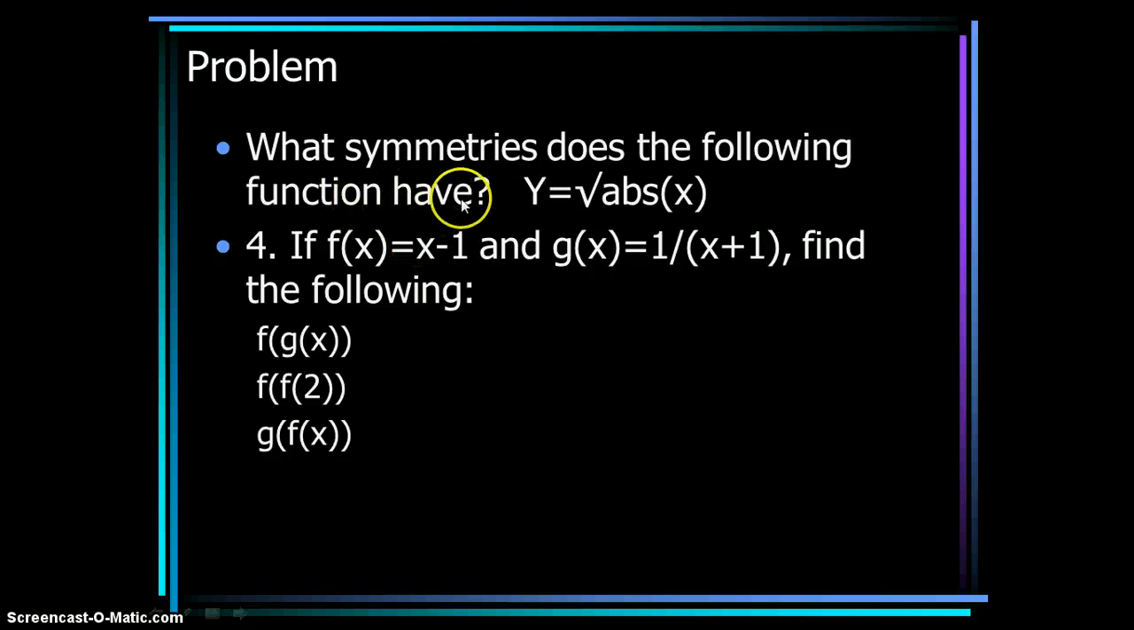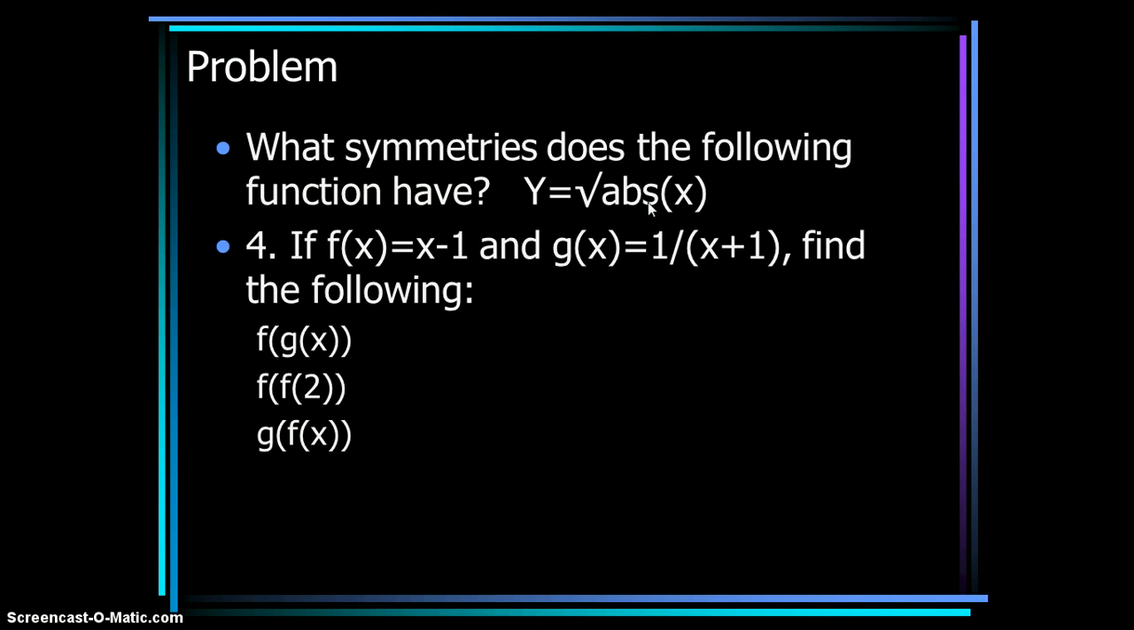What symmetries does the following function have? Y equals the absolute value of x. Well, in case you don't remember, the absolute value of x is a V, so it's just a V with its vertex at the origin. But I'm asking for the square root of the absolute value of x.